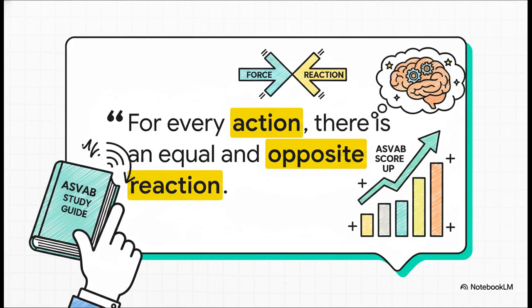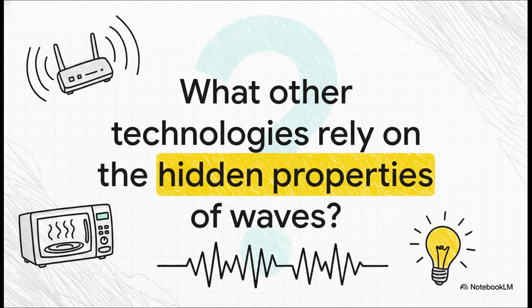Look, here's the bottom line. Understanding these principles isn't just about passing a test. It's about recognizing the hidden physics that powers so much of our world, from a simple remote control to incredibly advanced military tech. Master these concepts, and you'll see a very positive reaction on your ASVAB score. So, I'll leave you with this question to think about. Now that you know the principles, what other technologies can you spot that rely on these hidden properties of waves? Once you start looking, you'll see them everywhere.